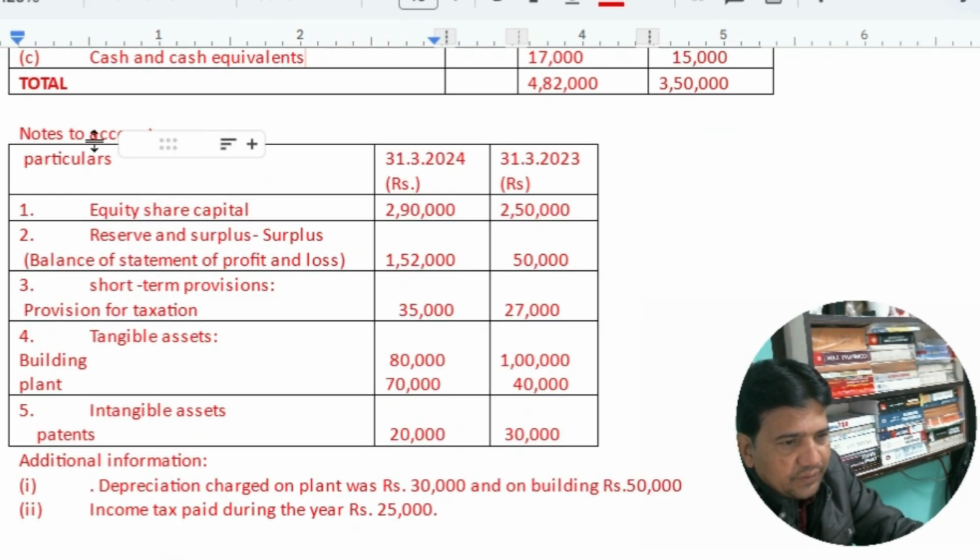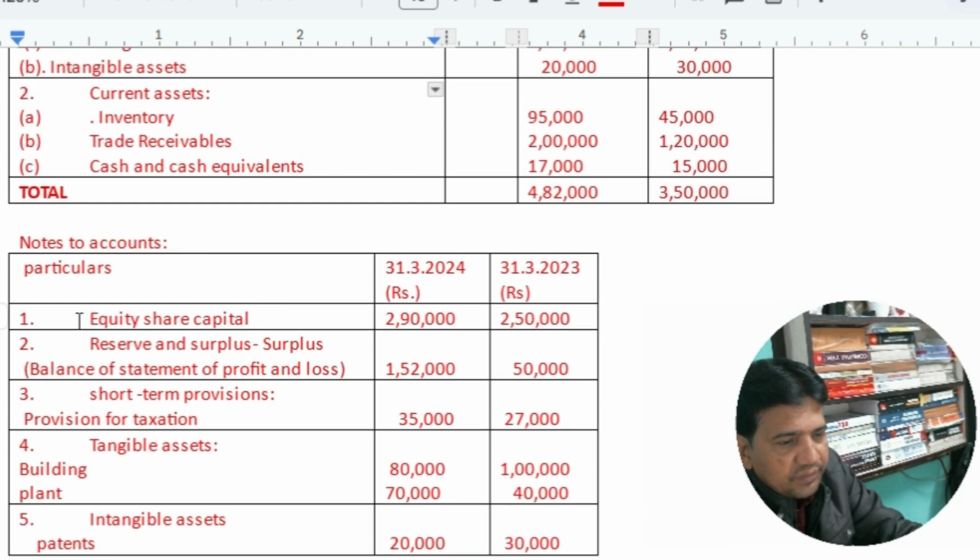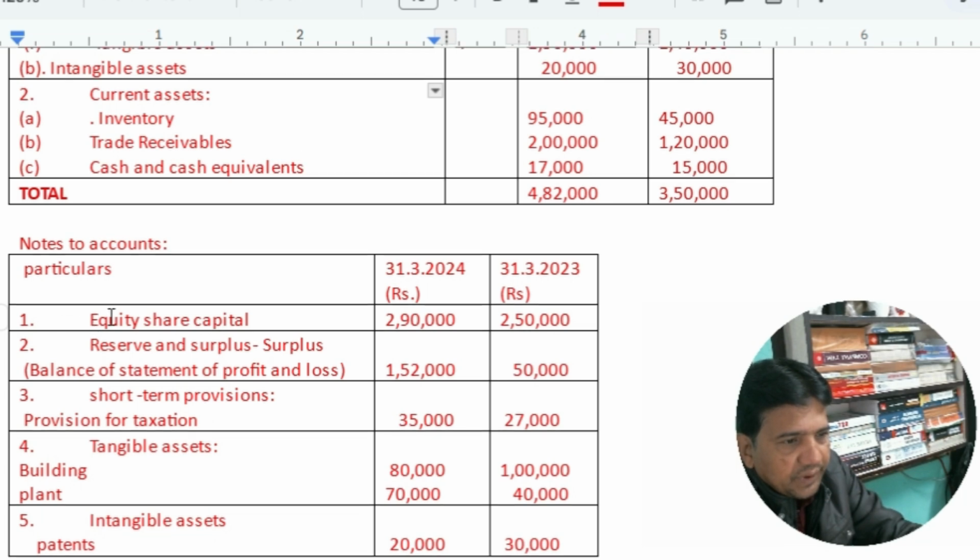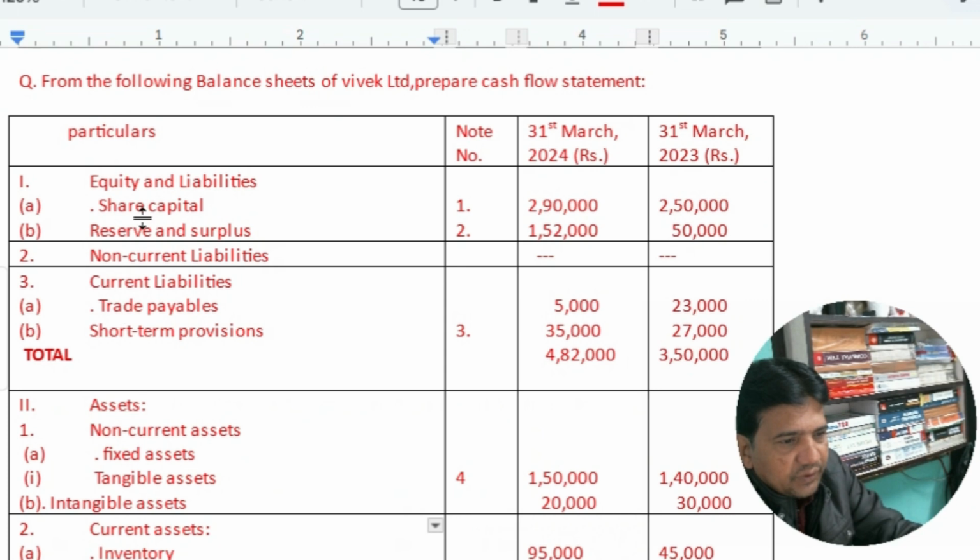Next, the notes to accounts, as I explained in my preceding video class. If you have watched that video, this will be very helpful to understand. The notes to accounts certify the items appearing in the balance sheet. We can say the notes to accounts are nothing but an explanatory part of the question.